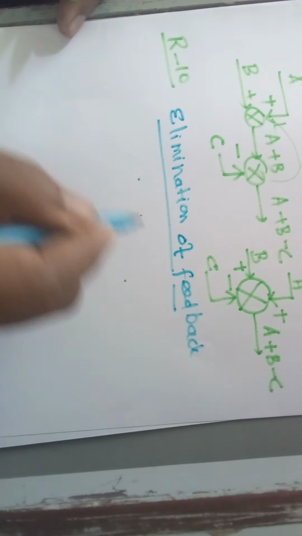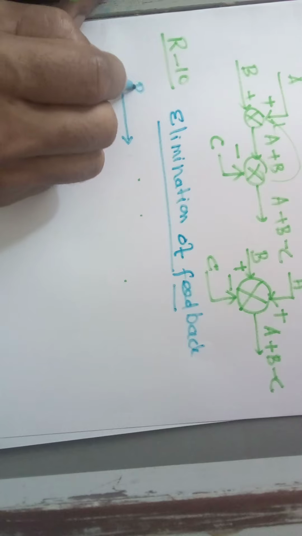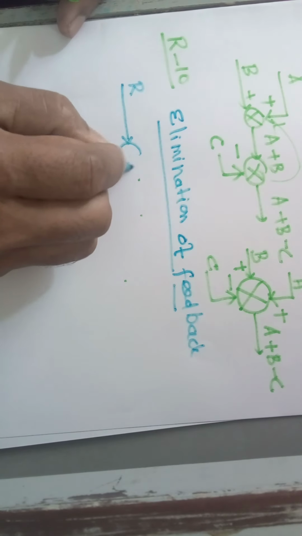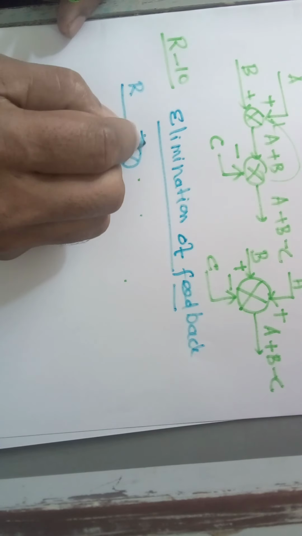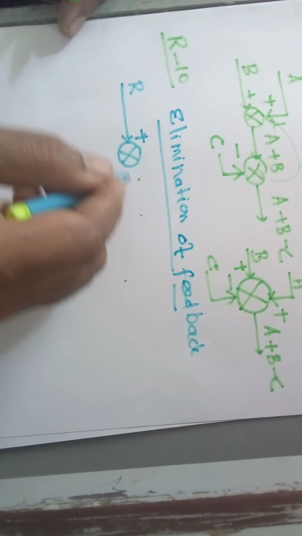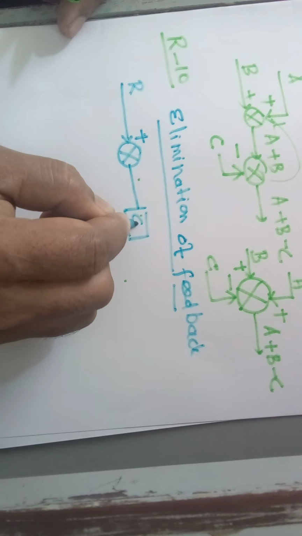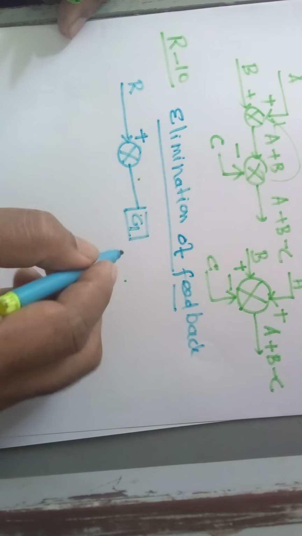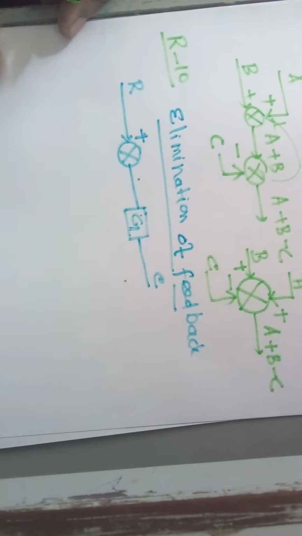Okay, see here, this is your system. Here the input is R. There is a summing point where R is added, and you are having a gain block here in this place. It is represented as G. The output is represented as C.